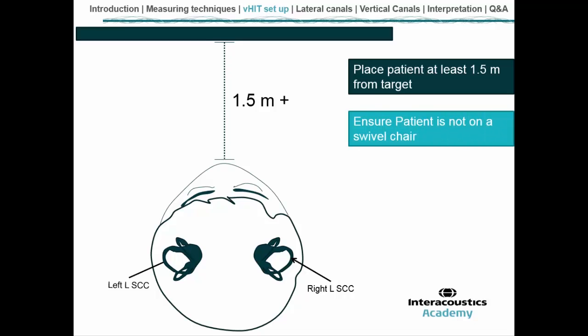In addition to being 1.5 meters away, we need to also make sure that the patient is not on a swivel chair. A swivel chair can actually cause the patient to move when you're doing the head impulses. You want the patient's body to be exactly still and you only want to move the head. So you make sure that they're on a static chair with 4 legs and that they're not going to be moving anywhere.